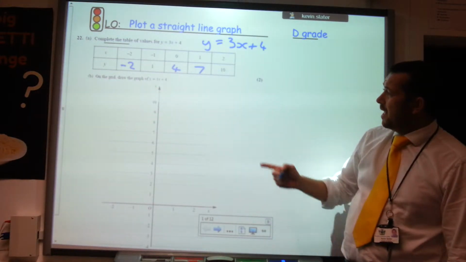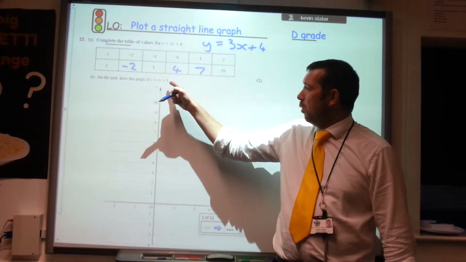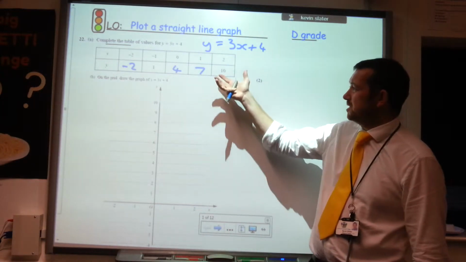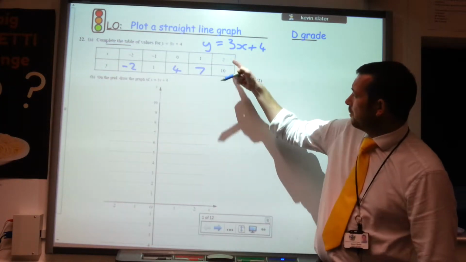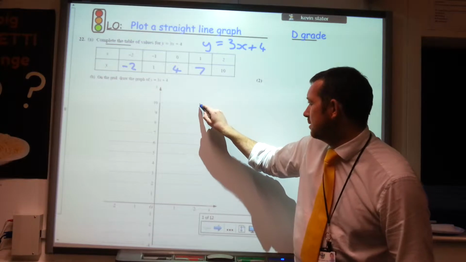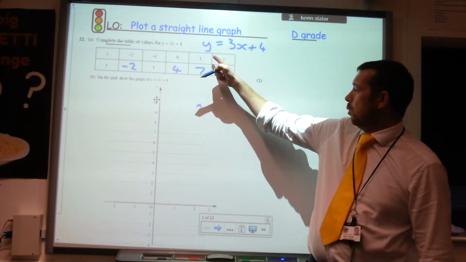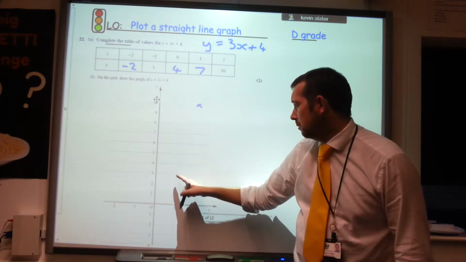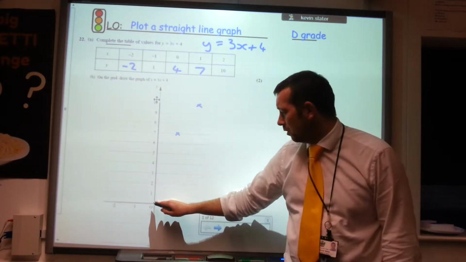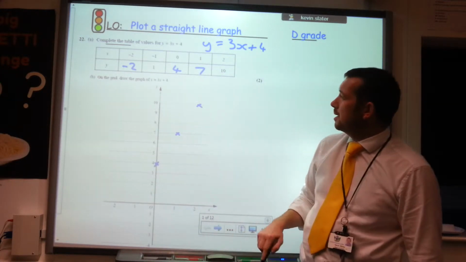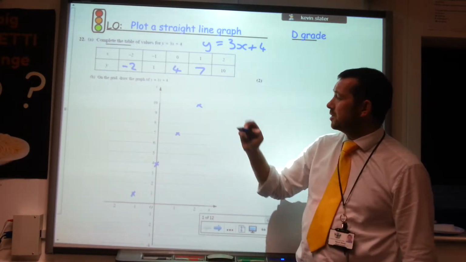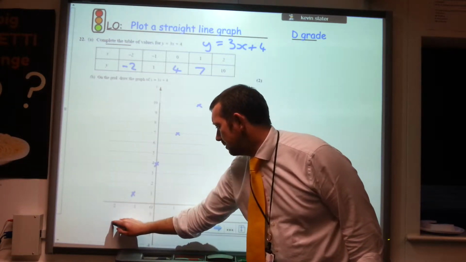And then the next bit here, it says, on the grid, draw the graph of y equals 3x plus 4. Well, that's the same as the graph up at the top. So really, what it's asking me to do is to plot these points on here. So I'm going to plot the point 2, 10, with the coordinates 2, 10. So I'll go along to 2 and up to 10. There we go. I'm going to go 1, 7. So along to 1 and up to 7. There we go. 0, 4. Along to 0 and up to 4. Minus 1, 1. So minus 1 and then up to 1. And then minus 2, minus 2. Minus 2 and then down to minus 2.